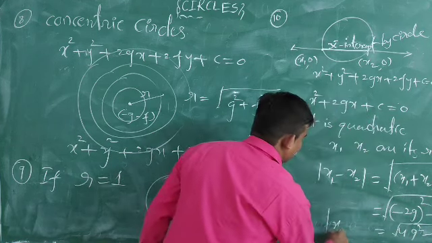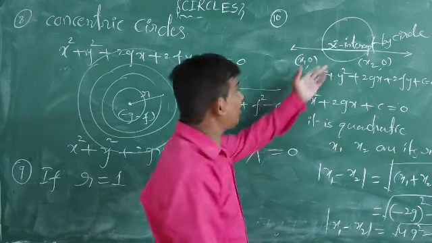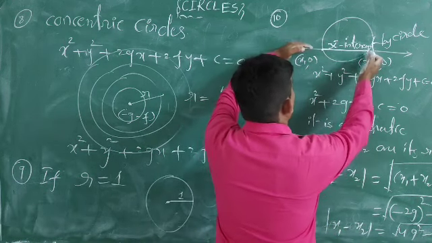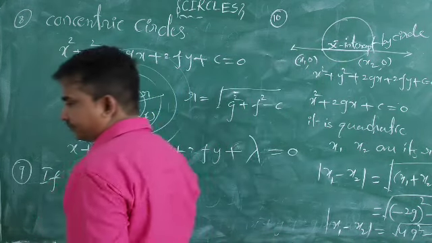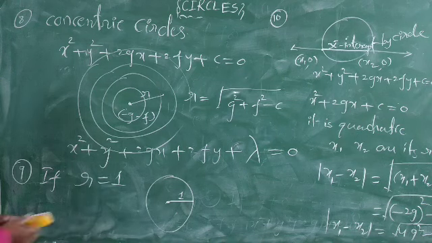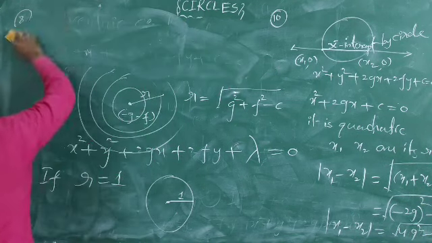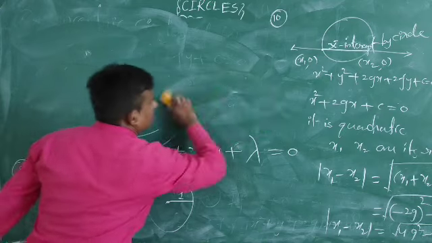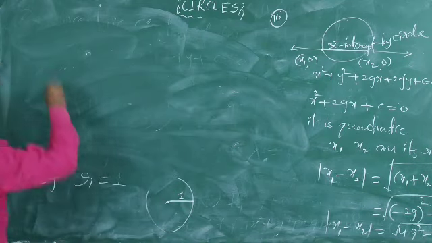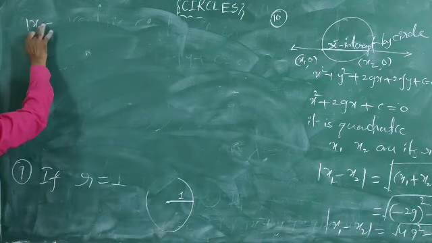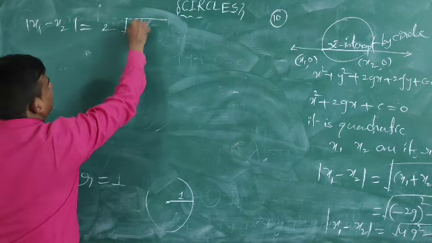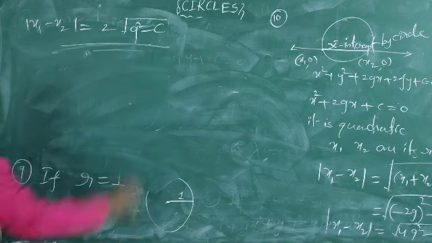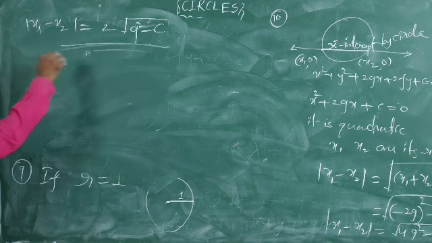It is the modulus of x1 minus x2. Whether it is x2 minus x1 or x1 minus x2, it makes no difference. Finally, we get modulus of x2 minus x1 or x1 minus x2 equal to the square root of g square minus c, times 2. This is the length of the intercept, the x-intercept made by the circle with the x-axis.